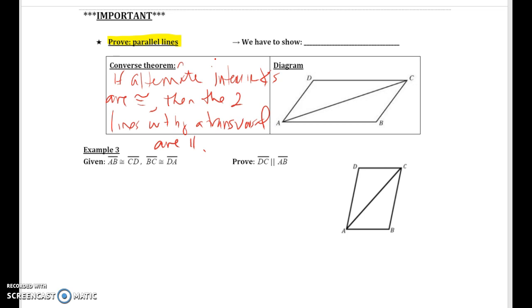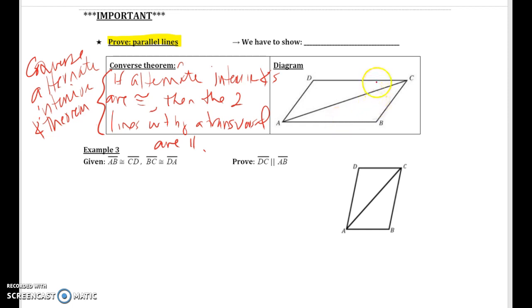And you can have the converse corresponding angle theorem, or the converse consecutive interior angle theorem. It depends on what you see and what you're given. Most of the time, it will be the converse alternate interior angle theorem. And again, if you don't remember what the name of that is, then you just have to state what it says. Again, the name is not as important as knowing what it means and what you need.